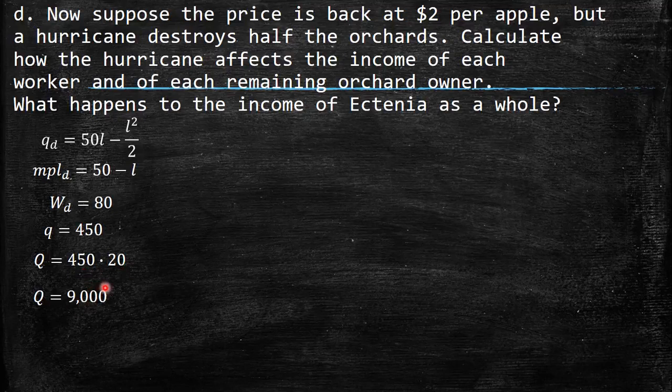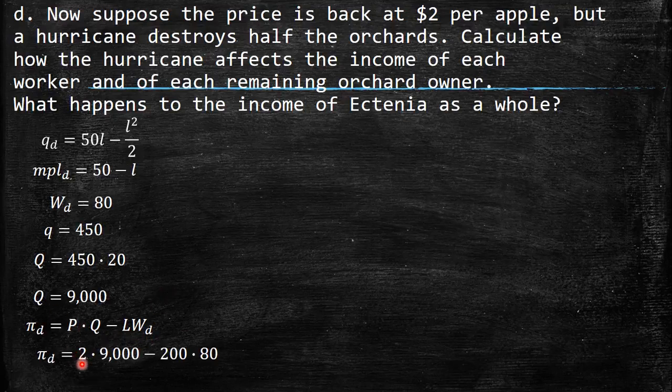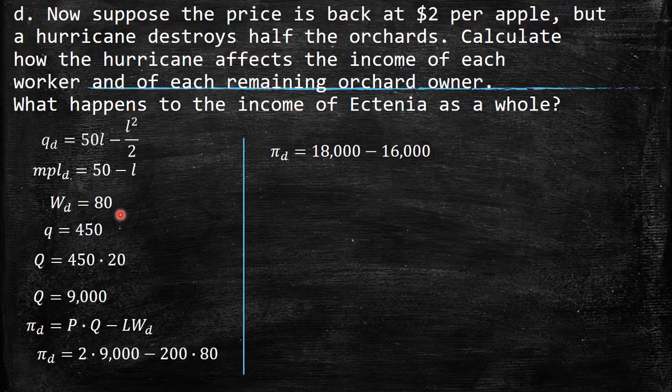Just here, the previous values that we already found, the total Q, which should be 450 times 20, should be 9,000. And then the profits in this situation should be P times Q minus L times WD. This is the situation of the whole market. You just replace P equal to 2, the total production is 9,000, L is equal to 200, and WD is equal to 80. Then it should be 18,000 minus 16,000. So the total profits of the market in situation D should be 2,000, which is half of the previous situation. And then the situation of each orchard should be exactly half, exactly the same.